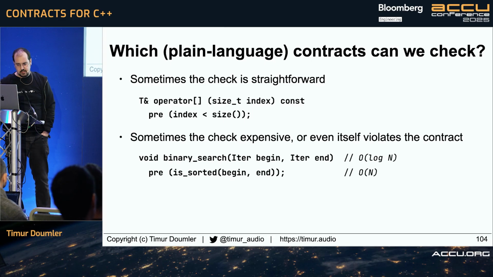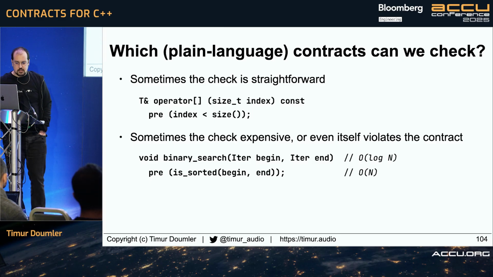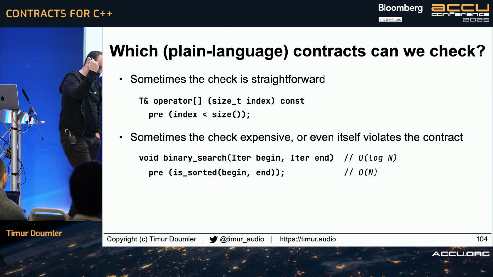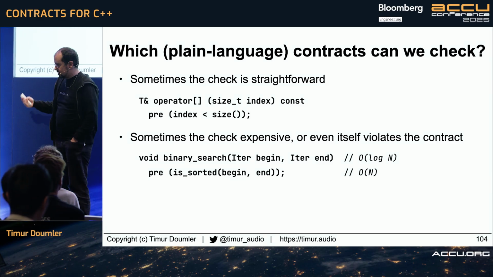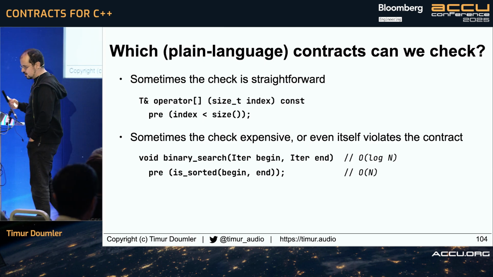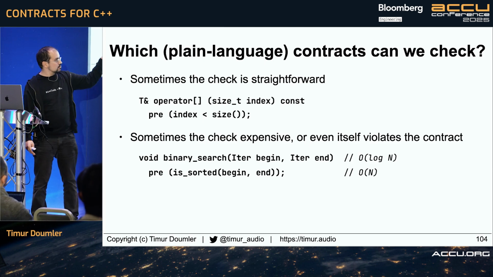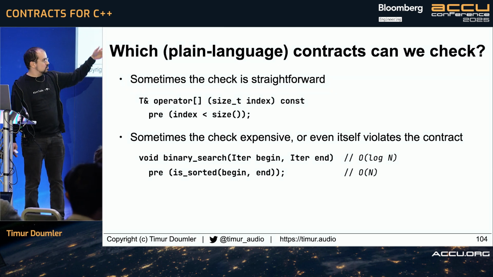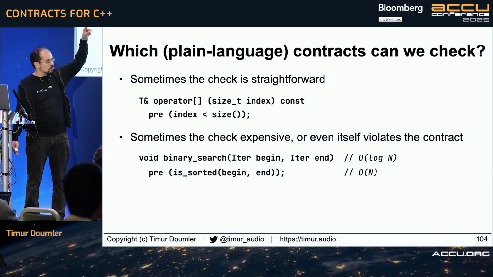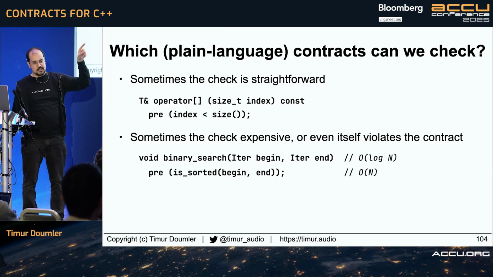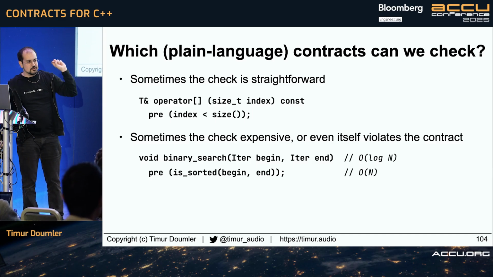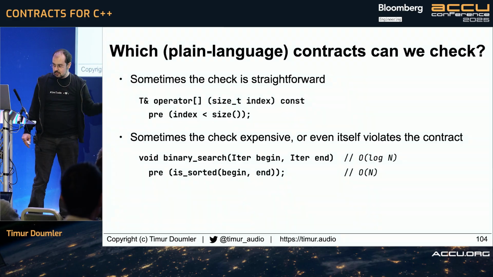For example, if you have a binary search, you can also write code that checks the precondition that the range is sorted. But the problem is that the algorithm is log n, but the check is linear. So checking the contract you can do it, but it will actually break another contract, which is the algorithmic complexity guarantee. So you don't probably want to, in general, do this.